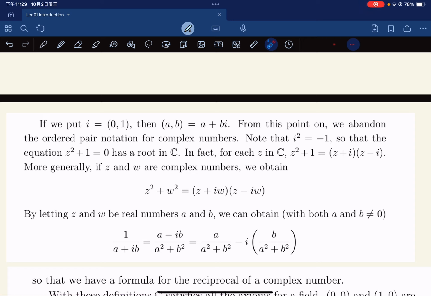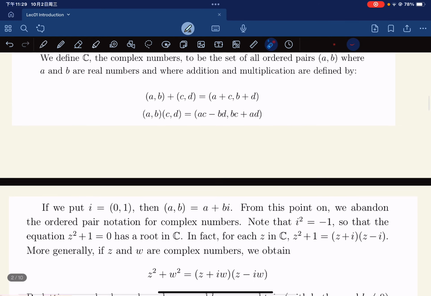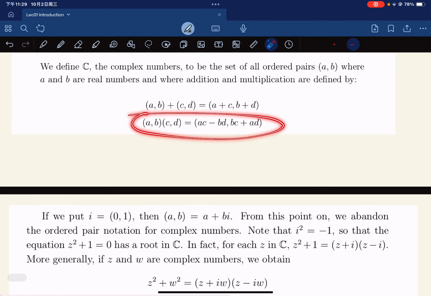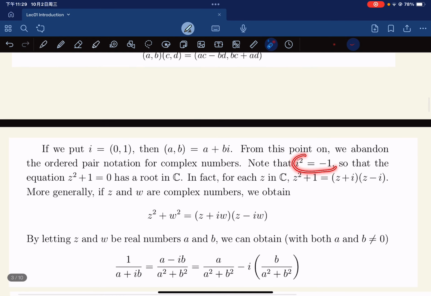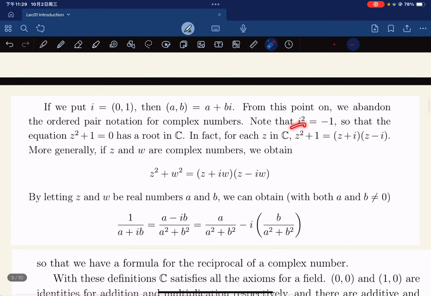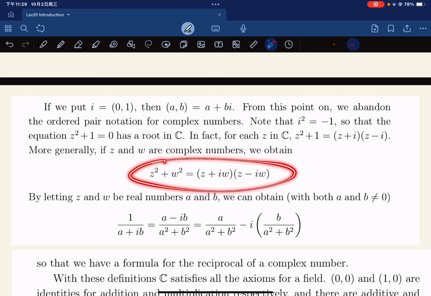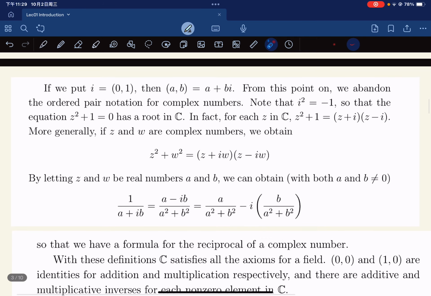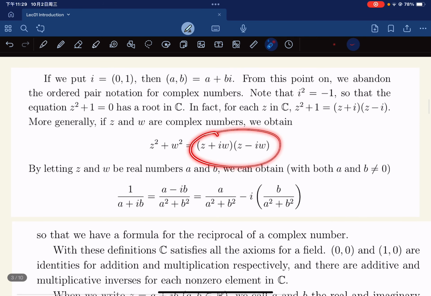And from this point on, we abandon the ordered pair notation of complex numbers. By our rules of multiplication, we see that i squared is equal to negative 1, so that the equation z squared plus 1 equals 0 has a root in C, right? And we can factorize this even more. So more generally, if z and w are complex numbers, we have this, if we just multiply out.